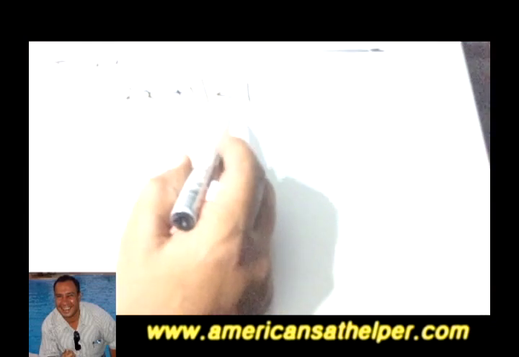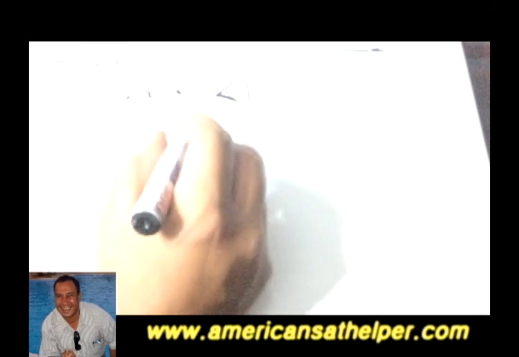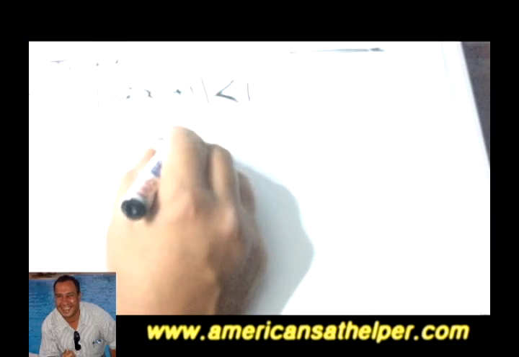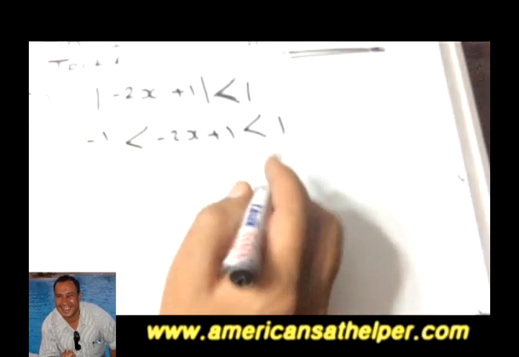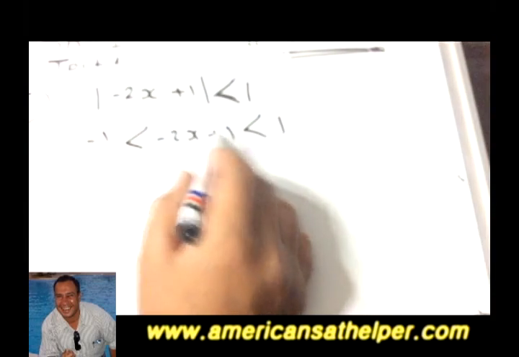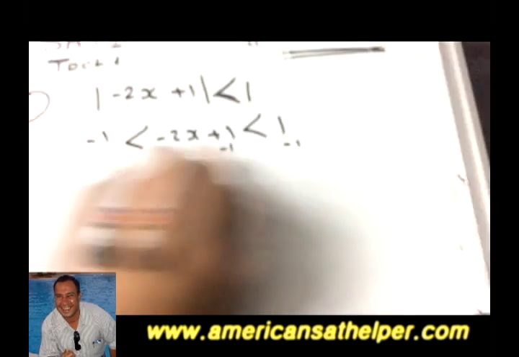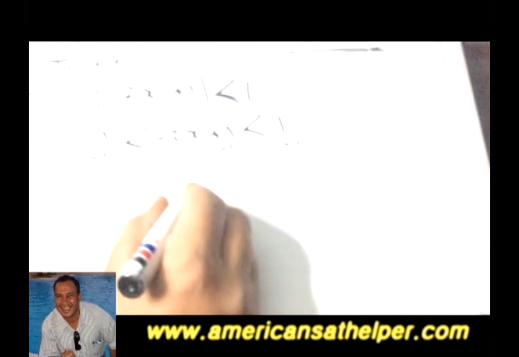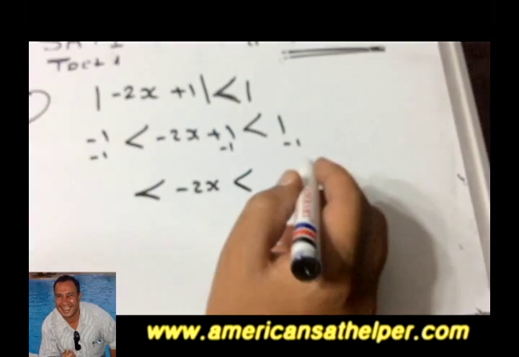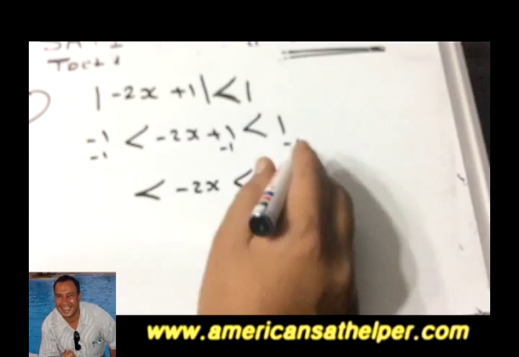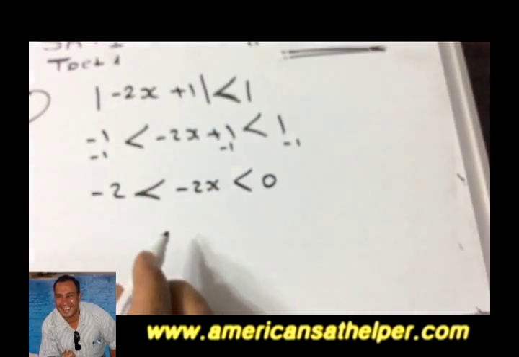How can we solve this inequality? When you see less than, you will put minus 2x plus 1 less than 1 and greater than minus 1. Undo this one, it means minus 1, minus 1, minus 1. The rest will be minus 2x less than, greater than. 1 minus 1 is 0. Minus 1 minus 1 is minus 2.